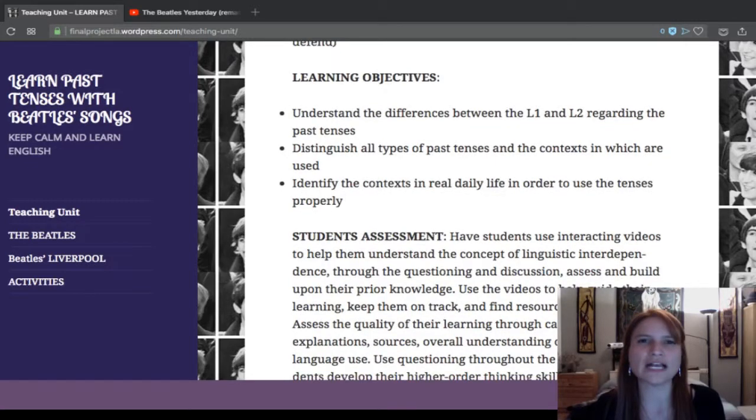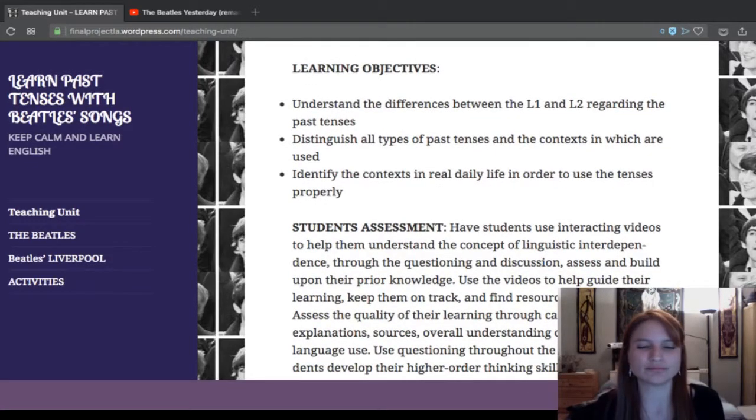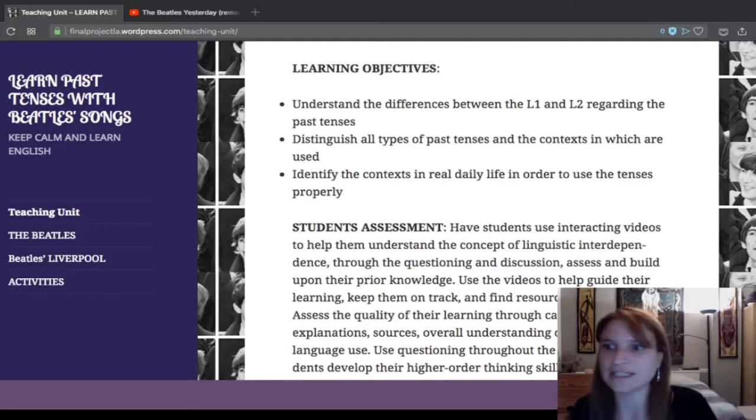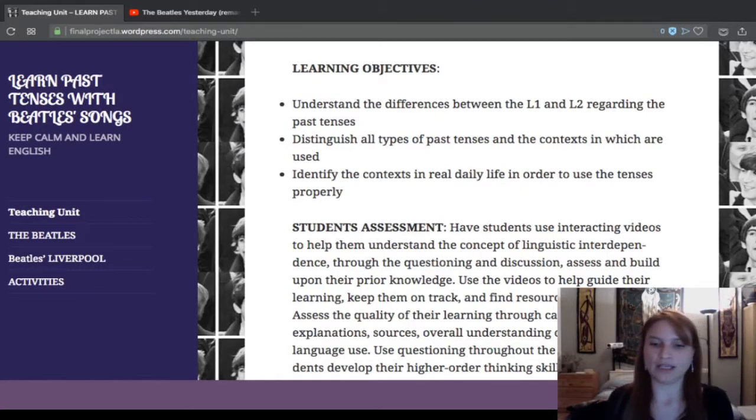First of all, I always like my students to understand the differences between their mother tongue and the English language, because sometimes they try to speak English by translating directly from Spanish, and it is not really effective. So what I stress during my classes is how to become responsible and how to understand deeply these differences.